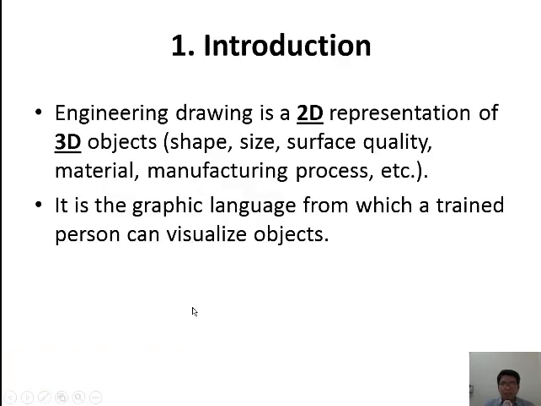Basically, standard engineering drawing is a two-dimensional representation of 3D objects. Based on this, we can learn about the shape, size, surface quality, material being used, or the manufacturing process involved from the 2D drawings. So basically it is a graphic language from which a trained person can easily visualize the objects.